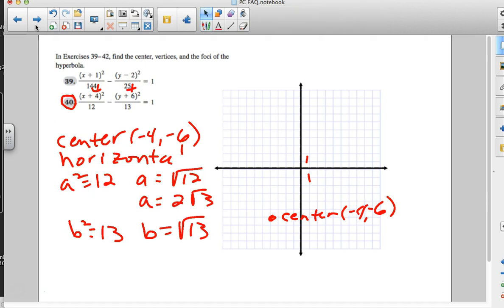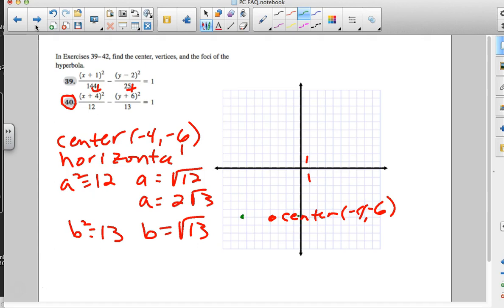All righty, we've got our center. We know this is horizontal. We have to go a units right and left. So we have to go 2 square roots of 3. So if you want the visual on this, you'll have to take 2 times the square root of 3 on your calculator, get 3.464, and we'll go 1, 2, 3.464.